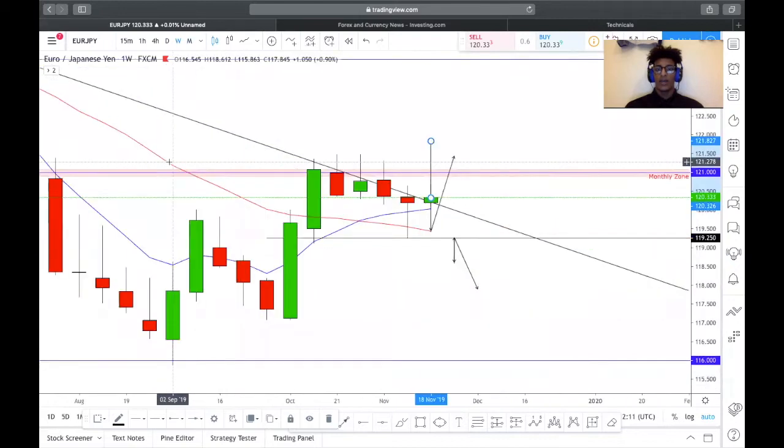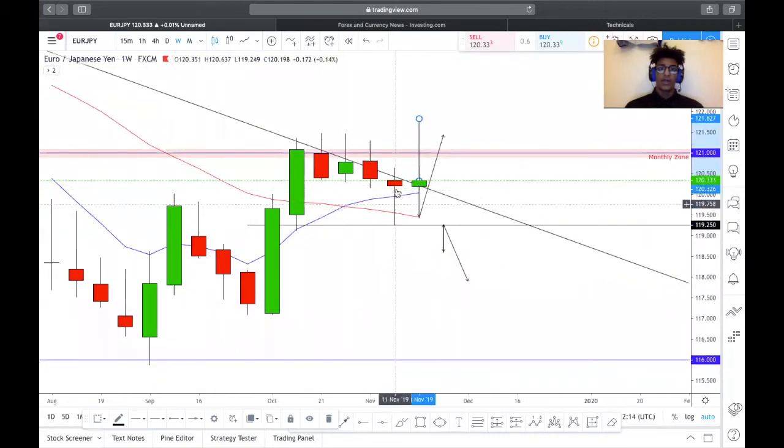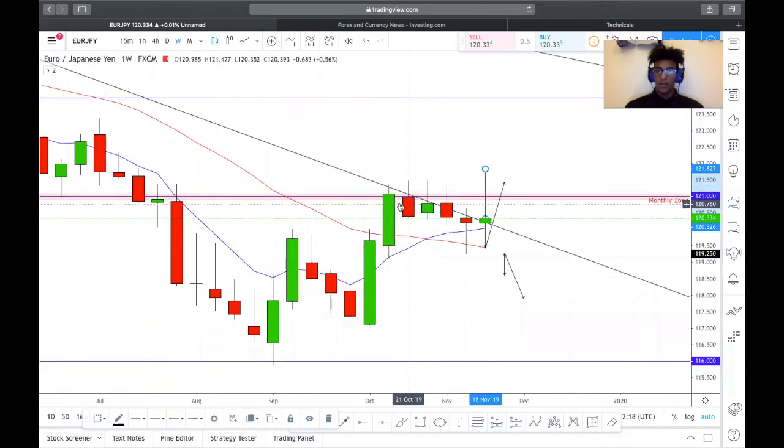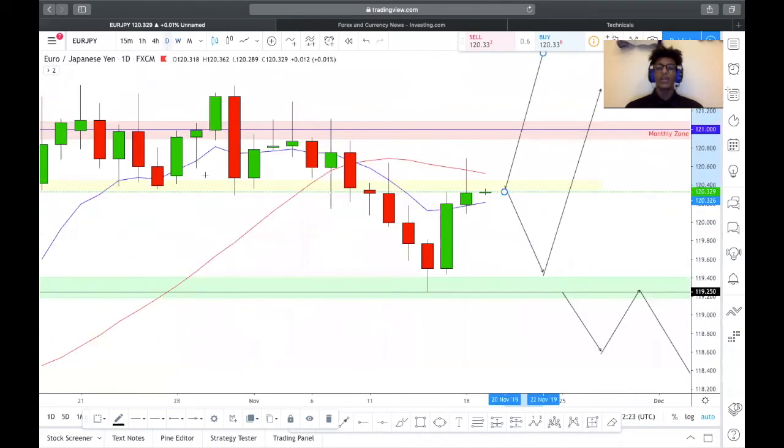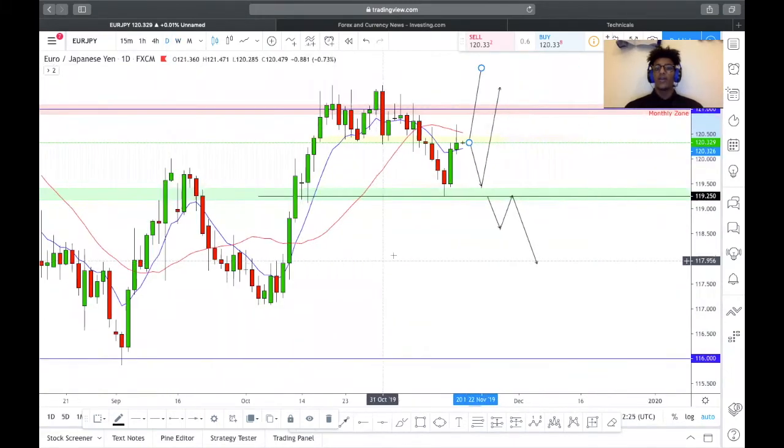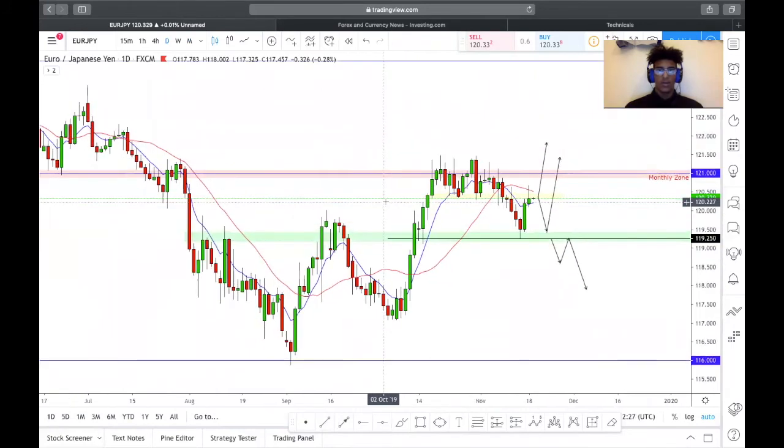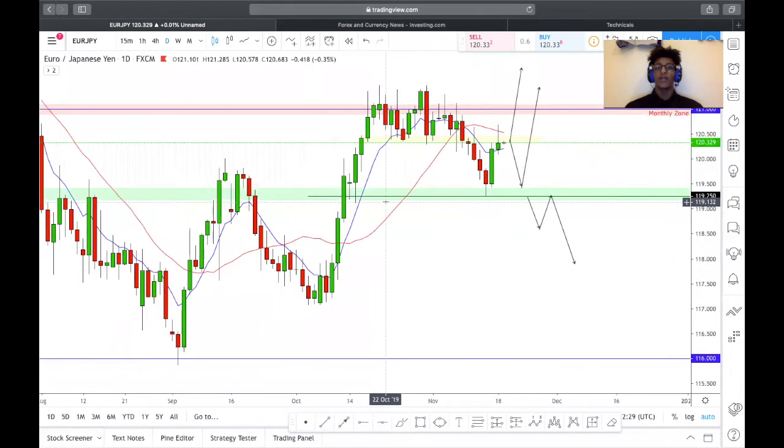So again, weekly time frame, we can see we did close off a pin bar. We're still testing below this monthly zone, and again under this weekly zone. So we want to see how price reacts. We have our options drawn out, so you want to just hold on for added confirmation for this pair.